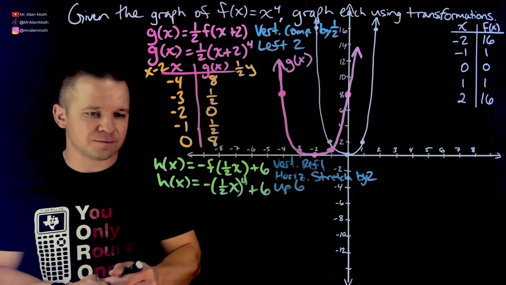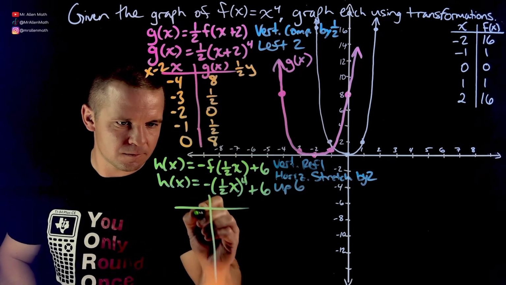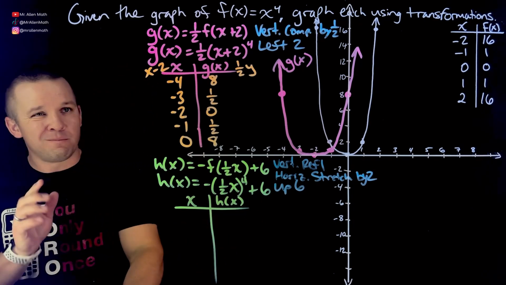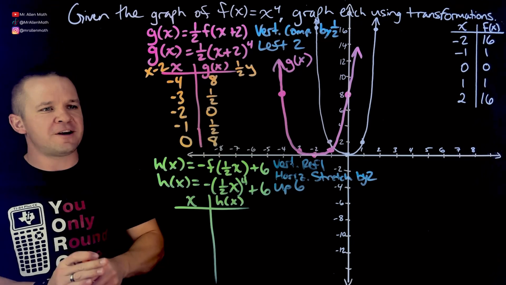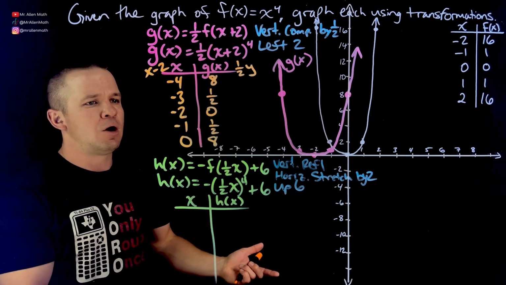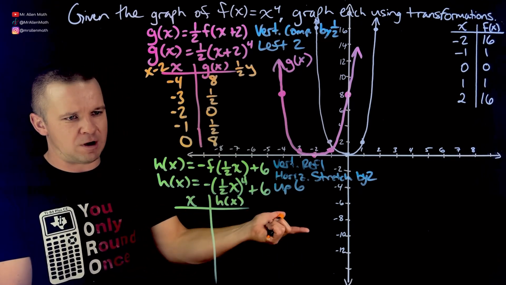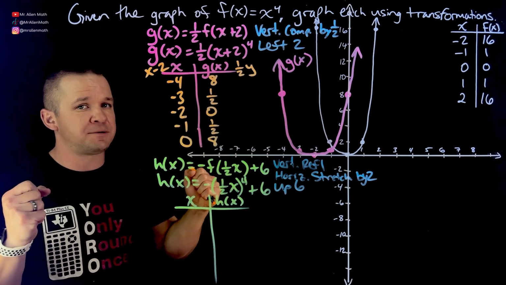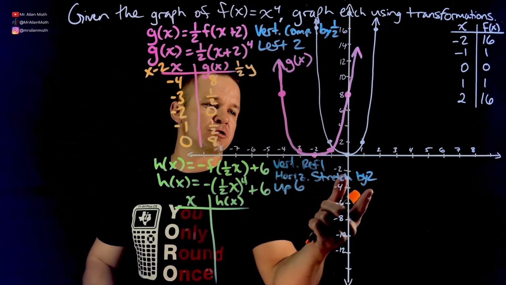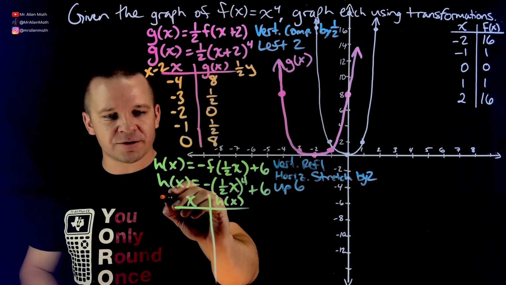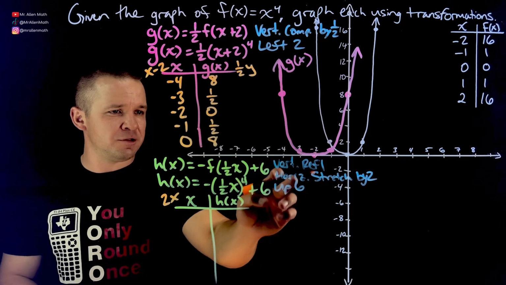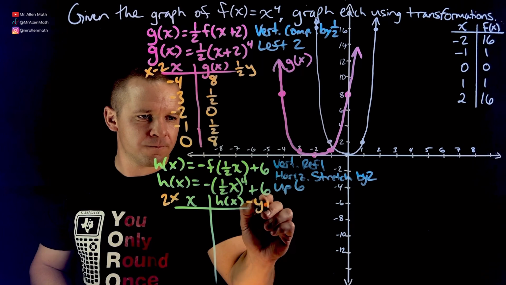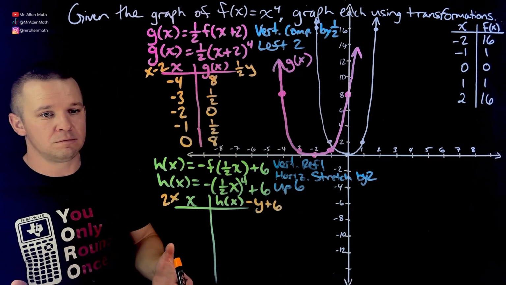T-chart time. X and then h of x. So for my little point rule thing that we talked about, what's affecting my x values here? The vertical reflection, that affects the y. Horizontal stretch by 2, that affects the x's, right? That's going to pull this way. And up 6, that's for the y. So for the horizontal stretch by 2, I will multiply all my x values by 2. And for the other two, the vertical reflection, it's a negative, and then up 6, so negative y plus 6. Cool? Let's fill them in.